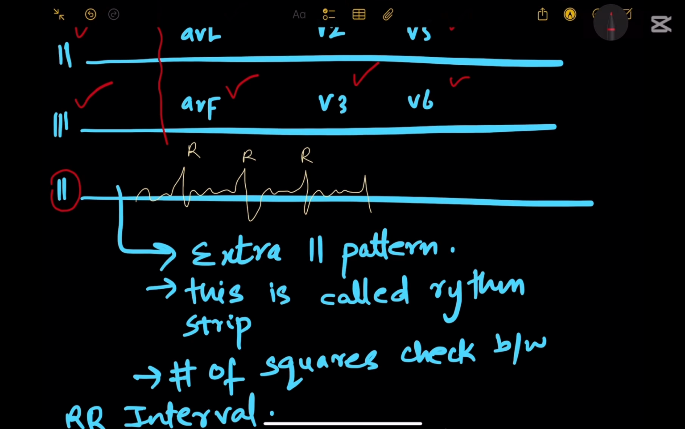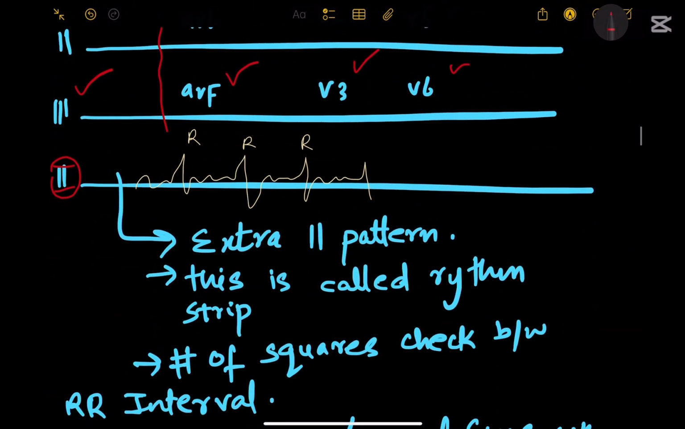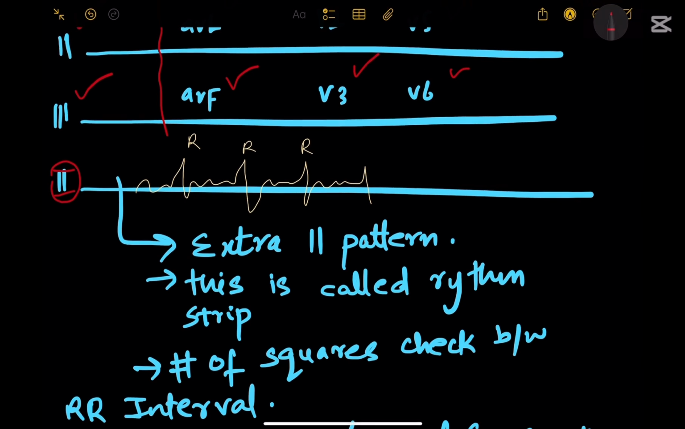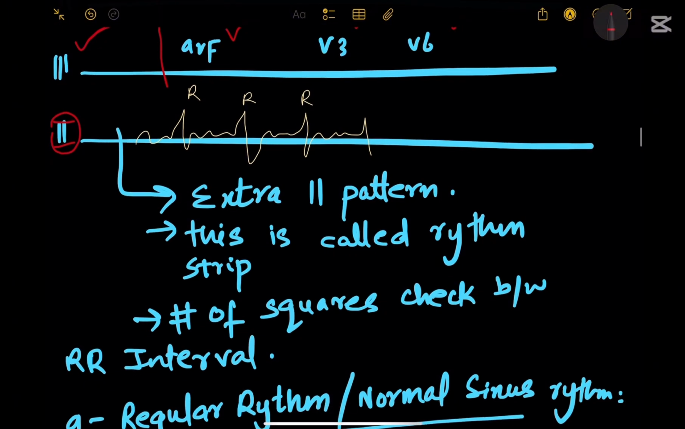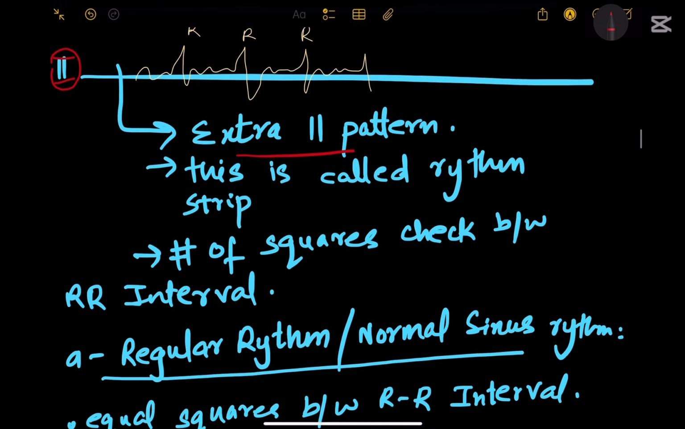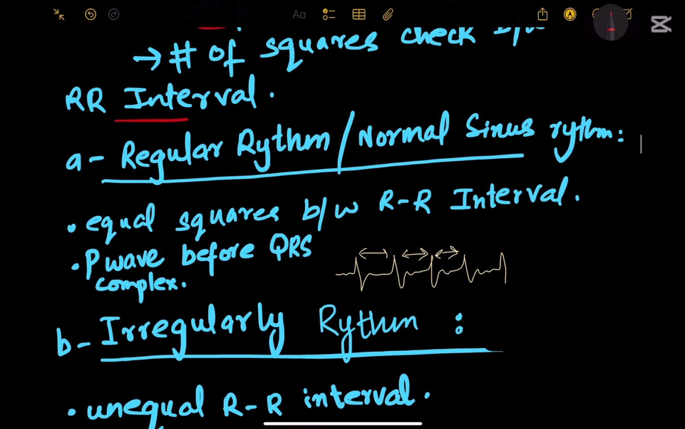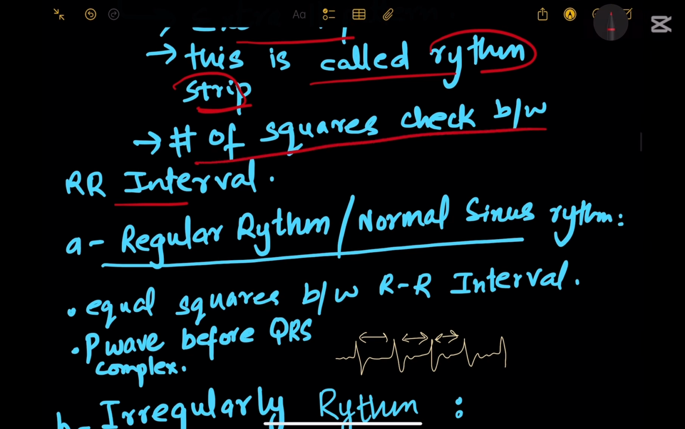Whenever you want to see if there is any abnormality in the heart or not, you will look at lead 2 on the ECG. The heart pattern will be present on this lead and you will check for this. So this is the heart pattern. The heart is beating like this. This extra strip is called the rhythm strip, and for rhythm, the number of squares are checked between the RR intervals.